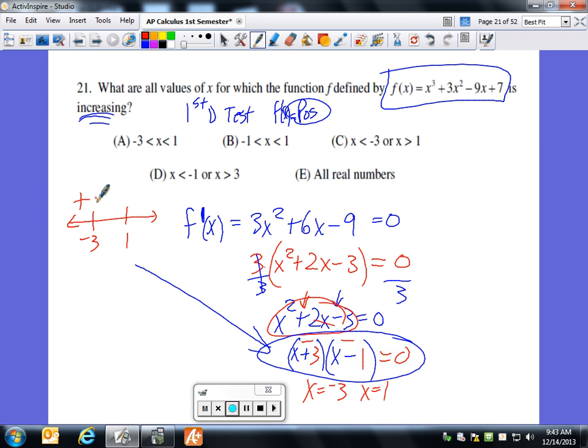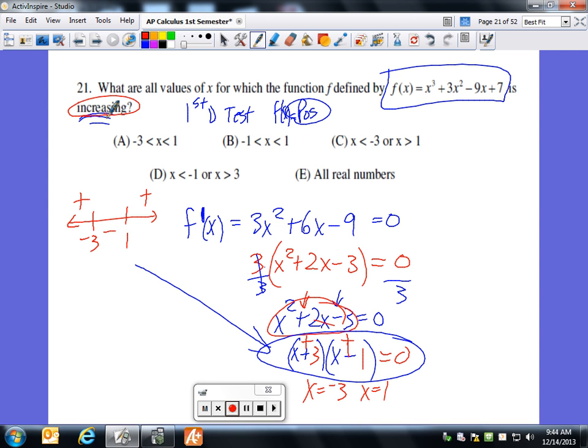If I chose something between negative 3 and 1, like 0, 0 plus 3 would give me a positive. 0 minus 1 is still a negative. However, this product is a negative. And then finally, if I chose something in this interval here, like 2, 2 plus 3 is still positive. 2 minus 1 is a positive. So this product is now positive.